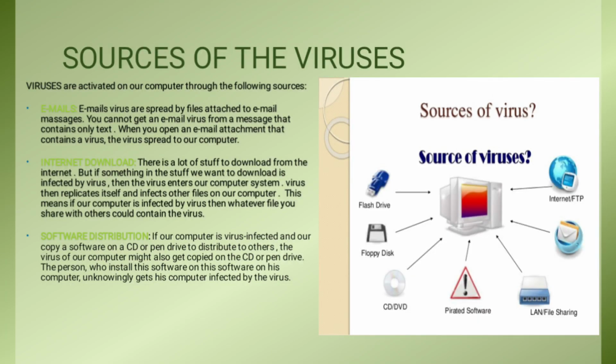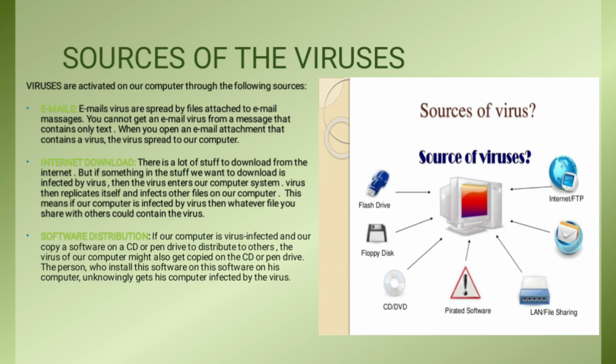Sources of viruses. Viruses are activated on your computer through the following sources. Email. Email viruses are spread by files attached to email messages. You cannot get an email virus from a message that contains only text. When you open an email attachment that contains a virus, the virus spreads to our computer. So if you forward the attachment to other people, their computers will also get affected when they open the attachment.